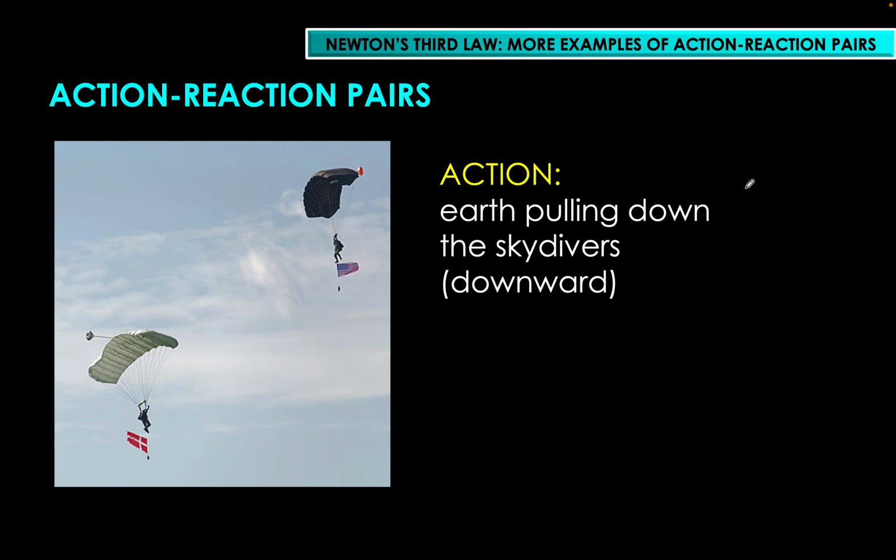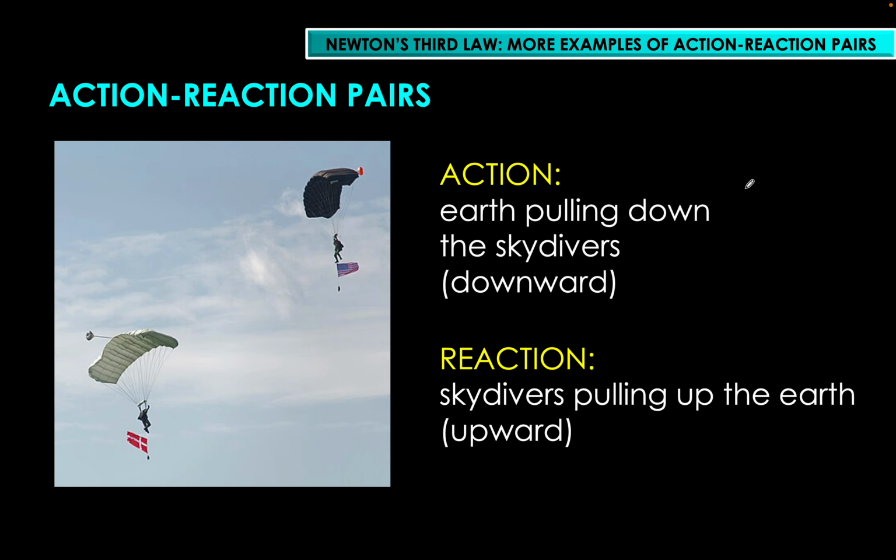Going forward, this can be a little weird. I mean, the action force is quite obvious. The Earth is pulling down the skydivers, right? And that's in a downward direction. You might find it hard to reconcile this reaction force because it says here skydivers pulling up the Earth. It's correct, right? If the action force is Earth pulling down the skydiver, then you just need to swap their places. It would be skydivers pulling up the Earth, so opposite directions, downward, upward.